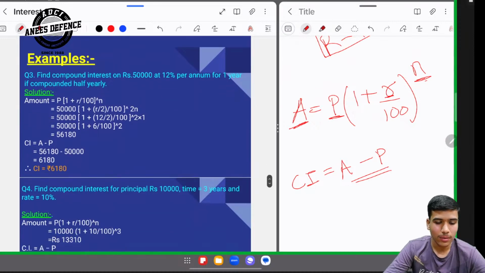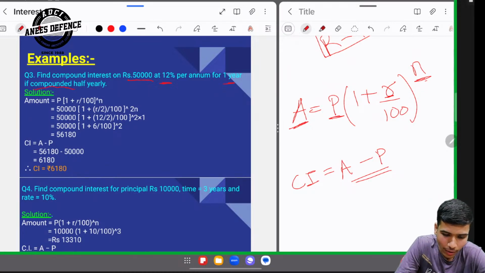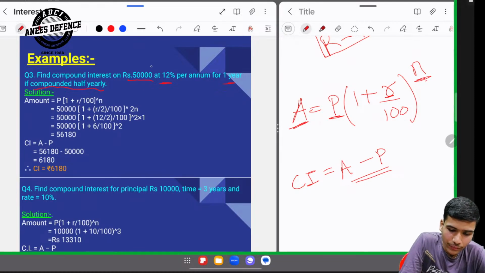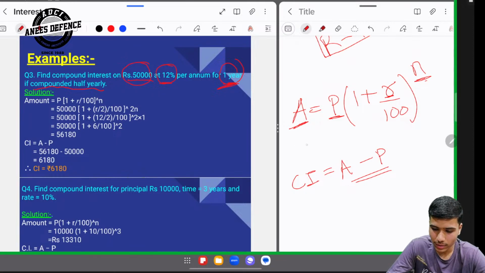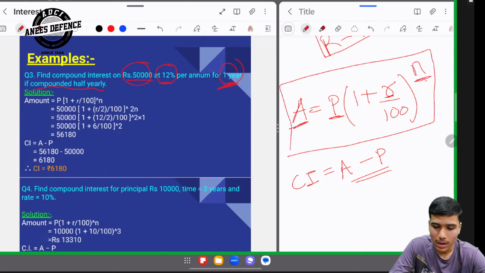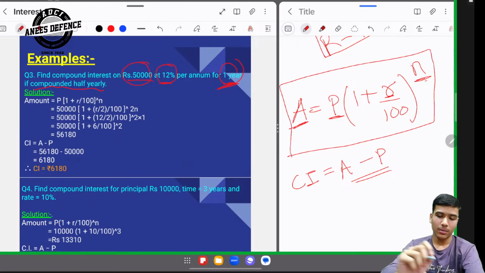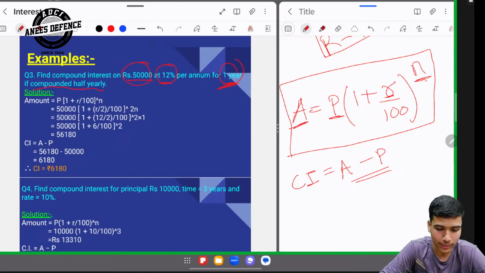And let's solve an example. Find compound interest on rupees 50,000 at 12% per annum for 1 year, compounded half yearly. So here the data is simple. 50,000 is our principal, 12% is rate of interest, and 1 year is compounded half yearly, meaning 1 year is our time period. So as I write here the formula for compound interest, amount is equal to principal into (1 plus r upon 100) raised to n.